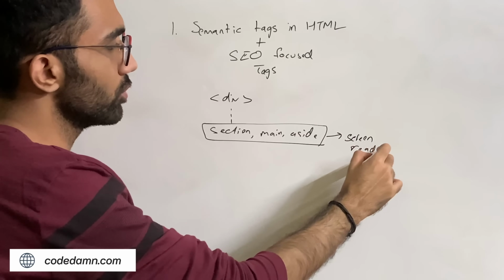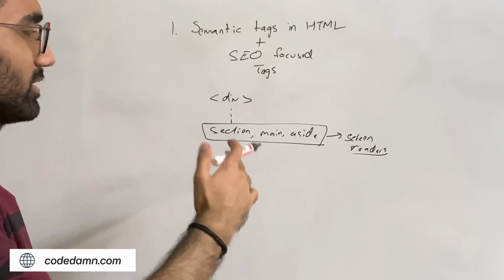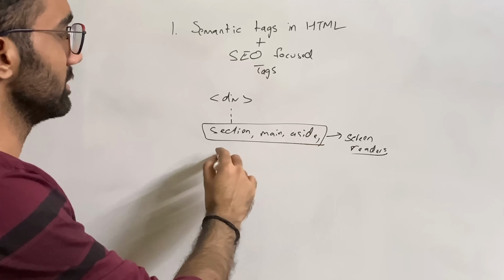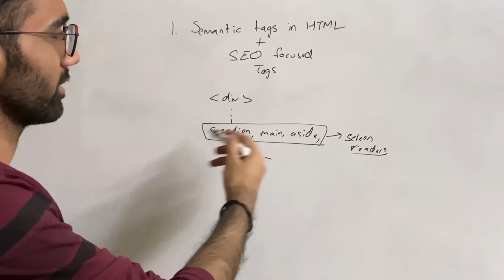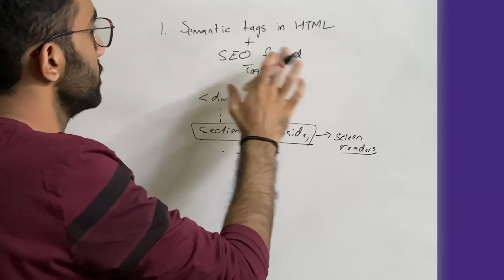So you should at least try to make use of the section or aside: section for a section, aside for a sidebar thing, main for some main content, and all the semantic tags which are there. These are all block tags, so you would have to see which one is block, which one is not. But yeah, SEO focused tags.